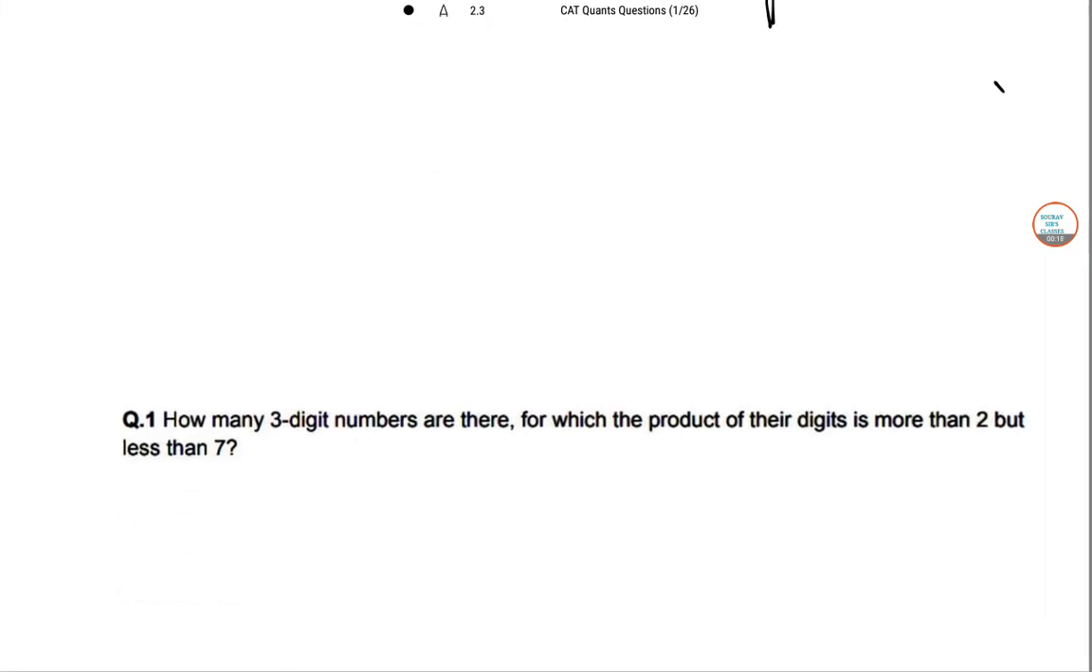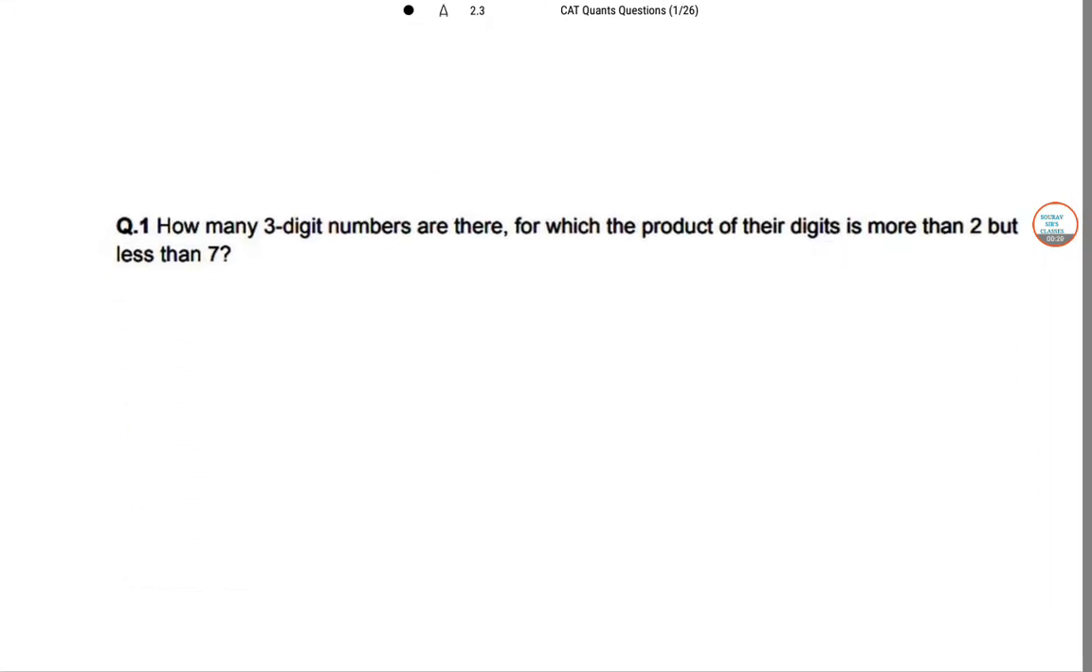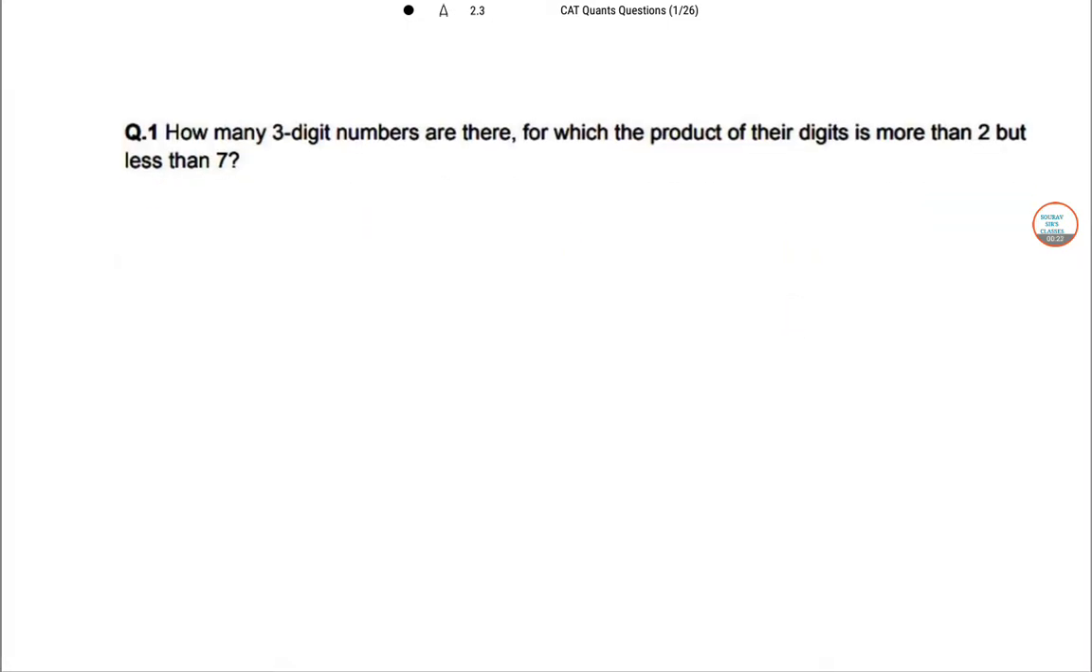In this slot, this was actually a moderate level question paper. Some questions are solved with ease, and some questions need a little bit of higher level expertise. So we can say this is a moderate level paper.